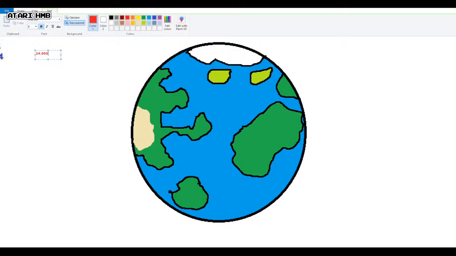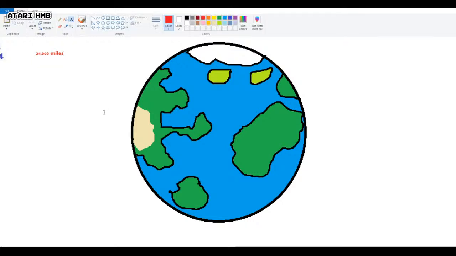If Earth is about 24,000 miles, we're going to use miles. We're going to use American units for now. We're not going to use the metric system. If it's 24,000 miles for the Earth, right? Then we need to understand how many pixels it scales across. So I use red because I'm going to use it as a highlight.